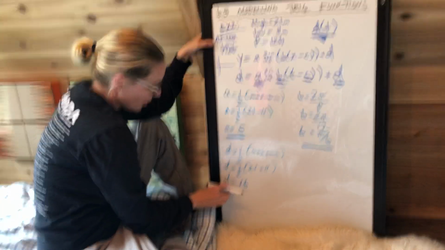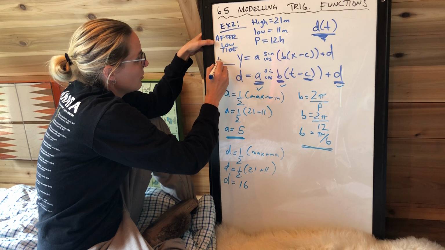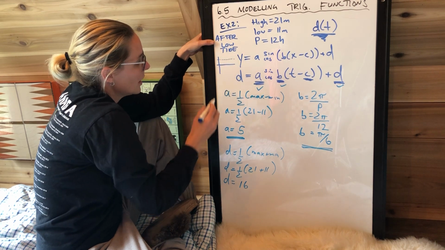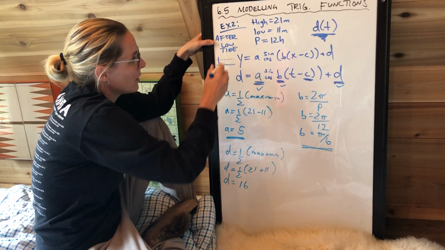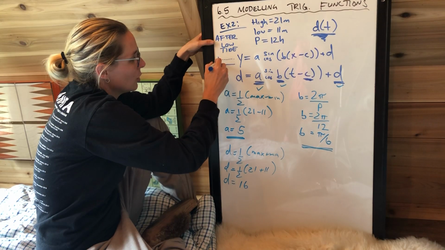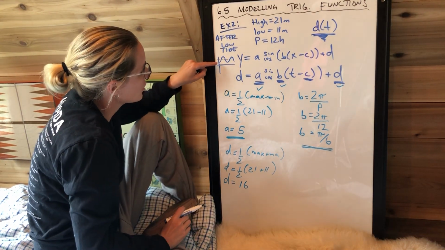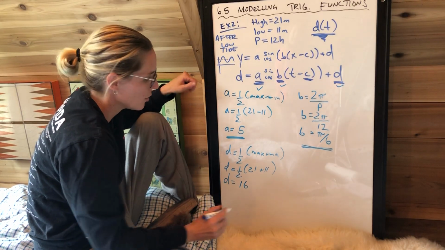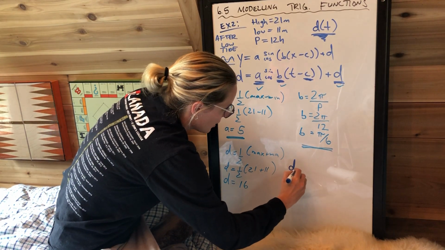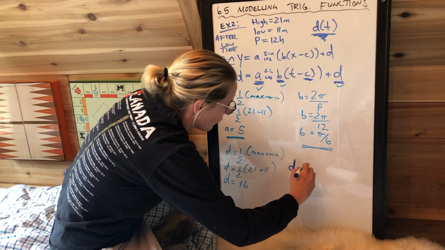Okay, so we found out that our D value is 16, so that's like a rest axis up here. Now we want to graph this in such a way that we start at low tide. So if we start at low tide, we're going to go like this. So we need to come up with an equation where we are starting at low tide. We've already identified these things. The A value is 5.